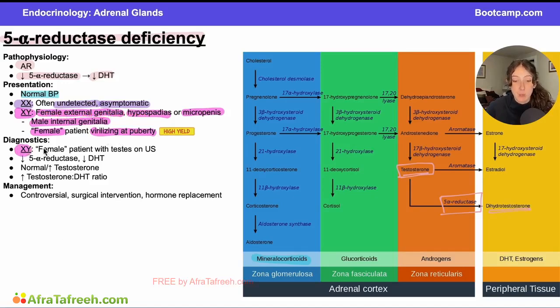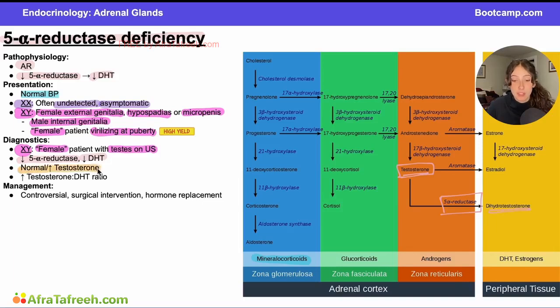Diagnostics: if this is an XY patient, you might see a female patient presenting to the office who then on ultrasound actually is revealed to have testes. And again, they would not have a uterus and would not have ovaries, but they would have these undescended testes internally. Further diagnostics: decreased 5-alpha reductase, decreased dihydrotestosterone.